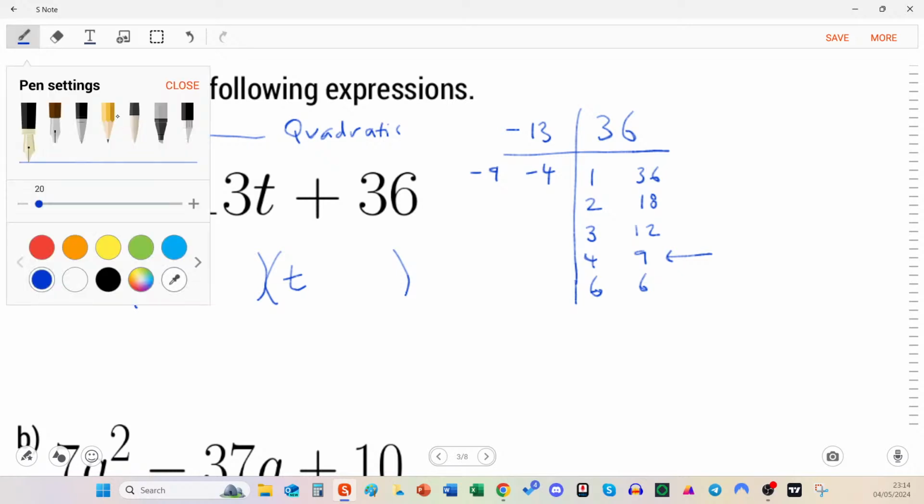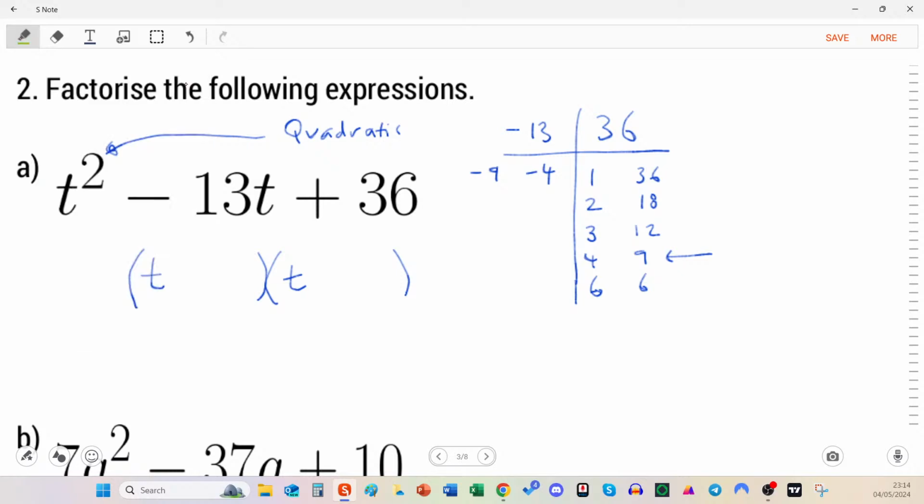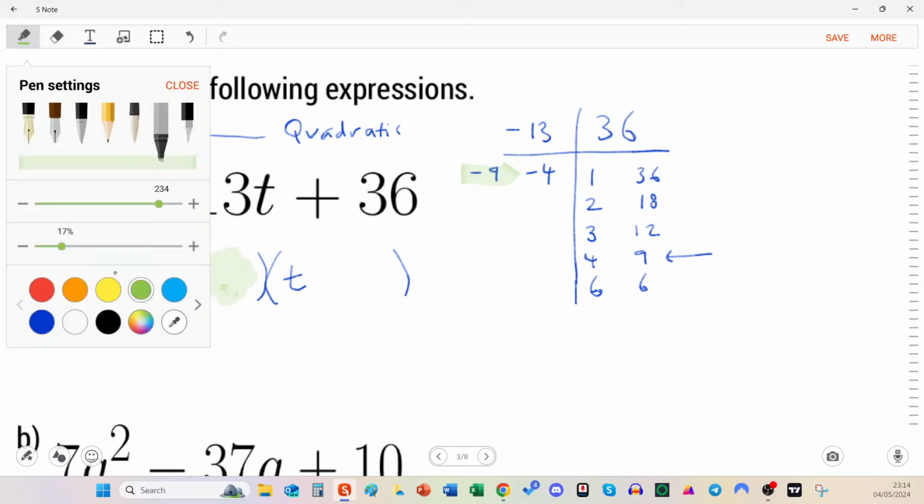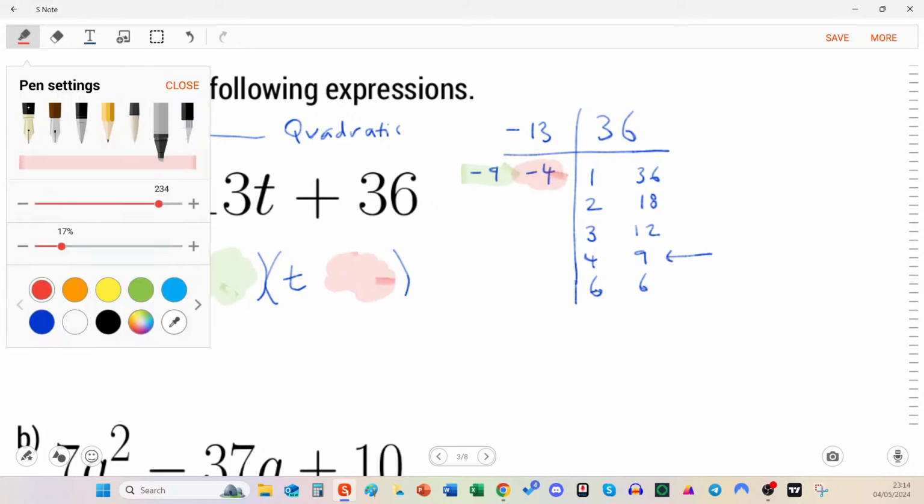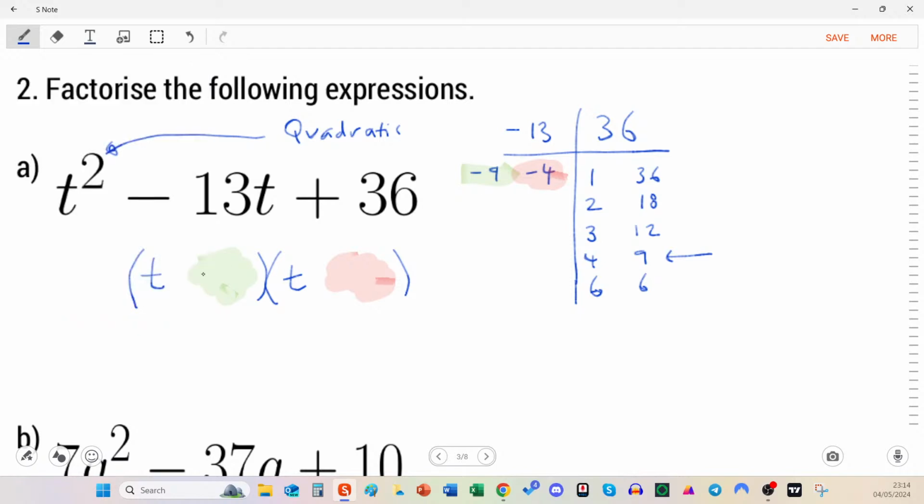Thanks to the structure of this method, as soon as you've done this, these two numbers, in fact I'll give them two different colours, are what go in the brackets, straight as they are. So there's 4, and that will go there. So t minus 9 and t minus 4.